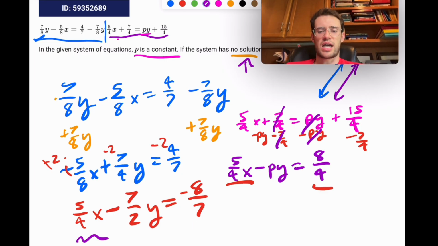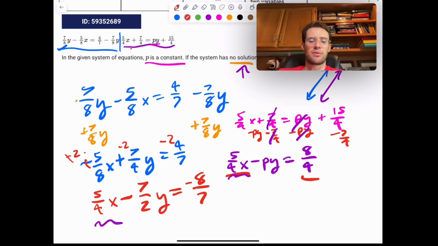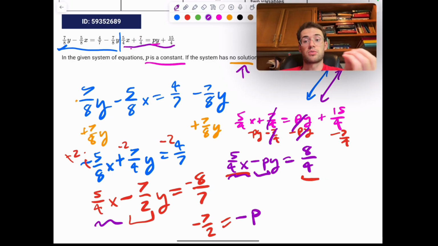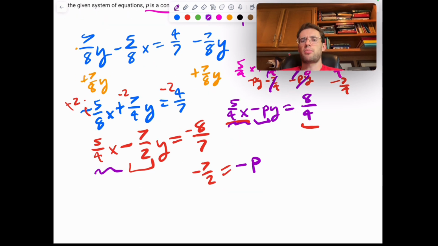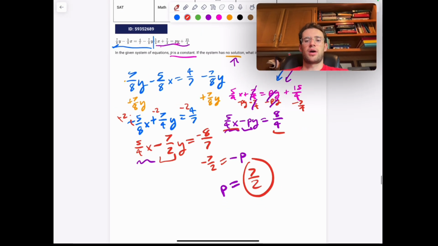Okay, so here are our two equations. We have 5 fourths x on both, minus 7 halves y equals negative 8 sevenths. On the second one, we still have that 5 fourths x, and it's minus py. So if we want that left side to be exactly the same, then we know that negative 7 halves has to be equal to negative p, right? The coefficient in front of the y value would be your b value if it's in standard form, which it is. So then, to get p alone, you just multiply both of them by negative 1 or divide them both by negative 1. Just think negative what is equal to negative what, right? Those two things have to be equal to each other. So p is equal to 7 halves. That would be your answer.